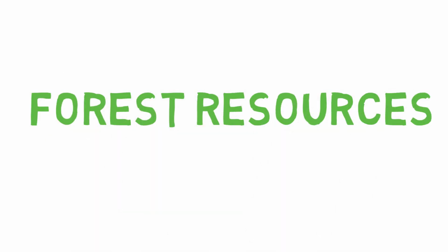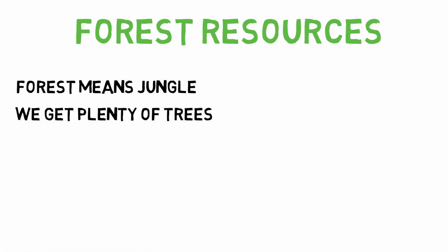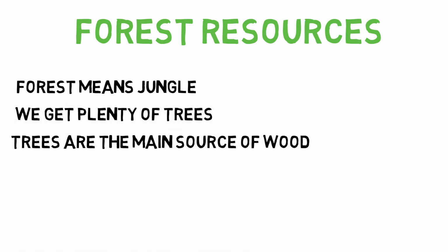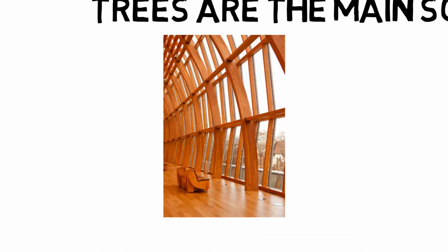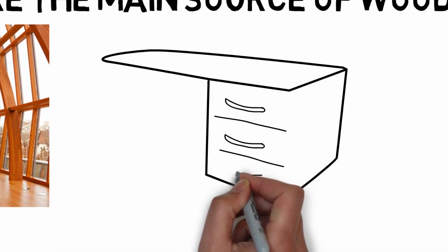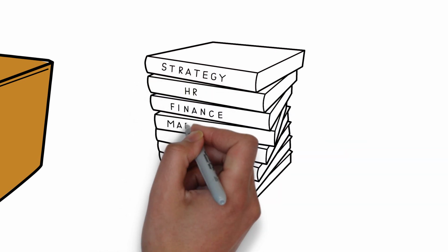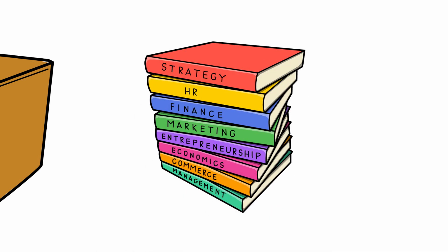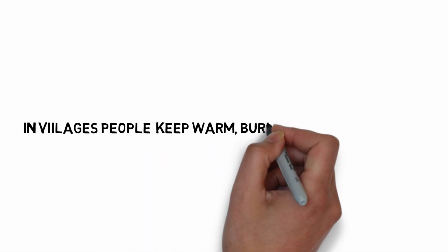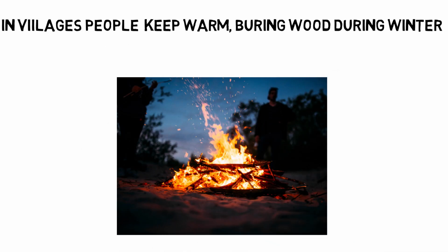Next, we are going to discuss about the forest resource. Forest means jungle, where you can get plenty of trees, and trees are the main source of wood which we can use in our daily life, like building materials, furnitures, for making our houses, and moreover, most importantly, from the wood we can get our paper. That means our books, notebooks, all are prepared from this wood. That means from the forest resource. In villages, the village people get heat and light energy by burning this wood in time of winter.